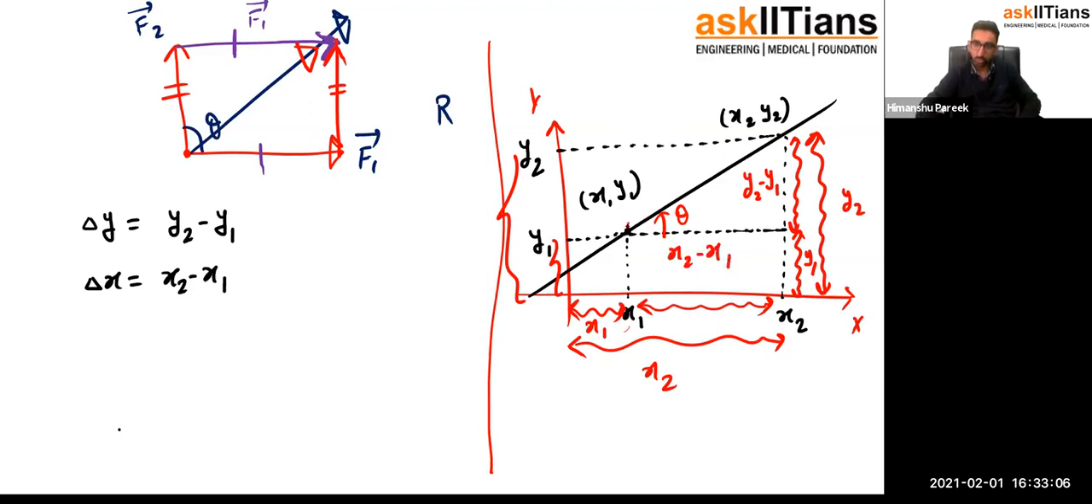Now you look at this triangle. Let me highlight this with a green color pen. You look at this triangle. It is a right angle triangle. And tan theta is nothing but perpendicular upon base.